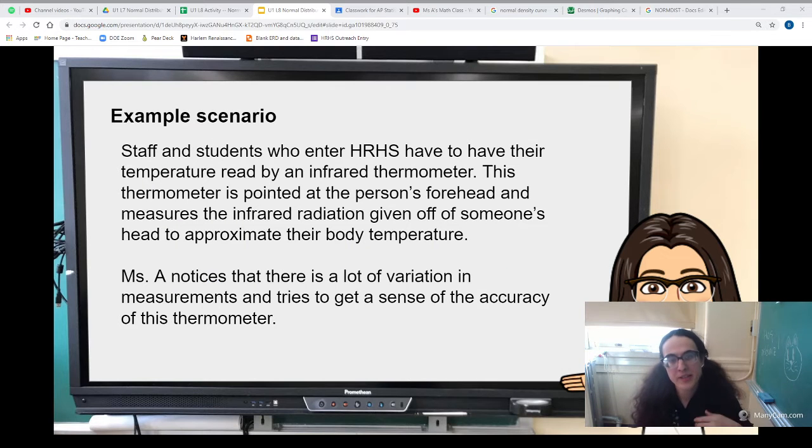So here's our scenario, and this is a bit true to life. Staff and students who enter Harlem Renaissance have to have their temperature read by an infrared thermometer. I guess this is true for lots of schools and restaurants and any kind of public places now. And by infrared thermometer, we're talking about those thermometers that you hold up to someone's head and they read the amount of infrared radiation coming off of your head to get a sense of how hot it is.